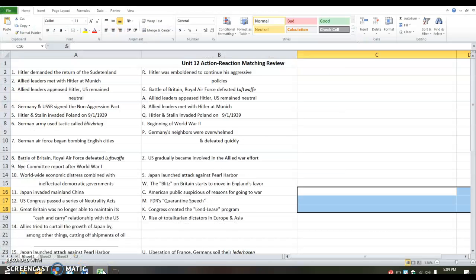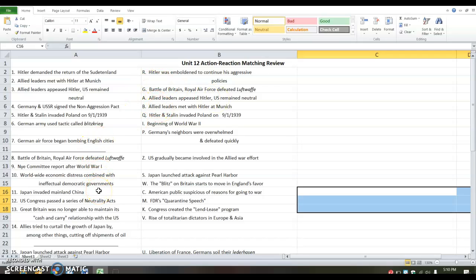Turning our attention to the action-reaction. In this first group, I'm just going to give you the letters and then hit some highlights. For 1 through 7, you would have had B-A-R. There's a really good job, if you notice, that you can go back and forth between what comes first. Allied leaders meet with Hitler. Because they met with Hitler, Allied leaders appeased Hitler. U.S. remains neutral. Okay, so just kind of going back and forth.